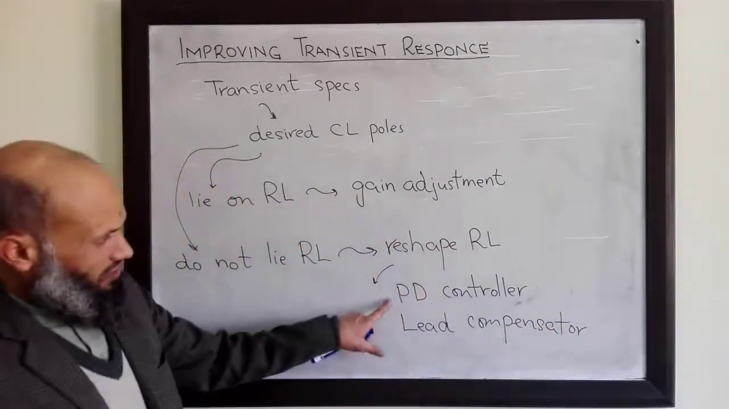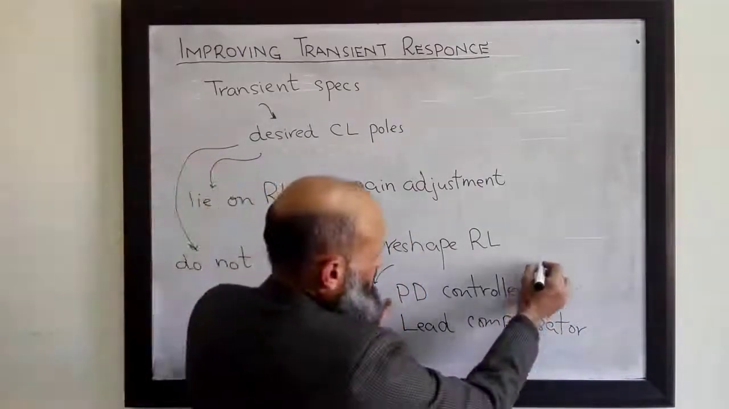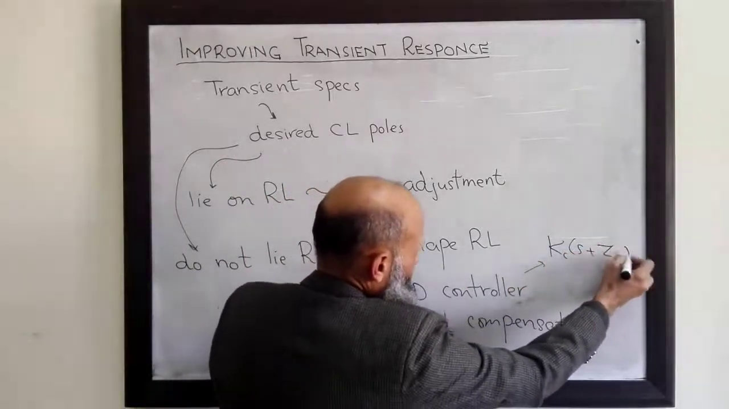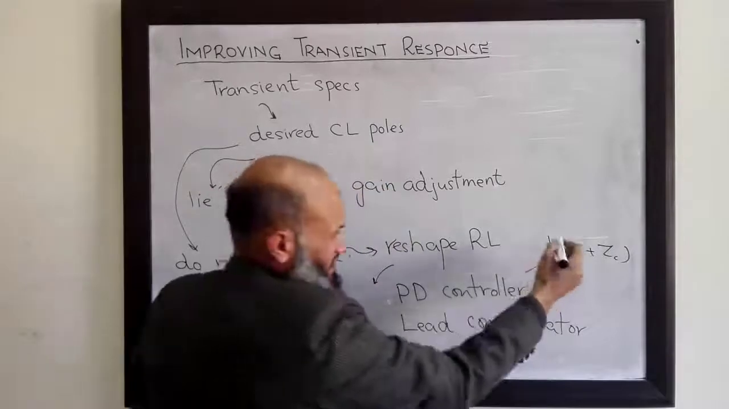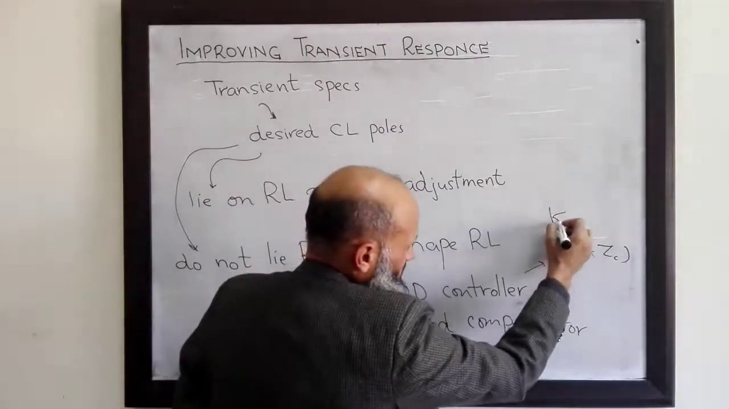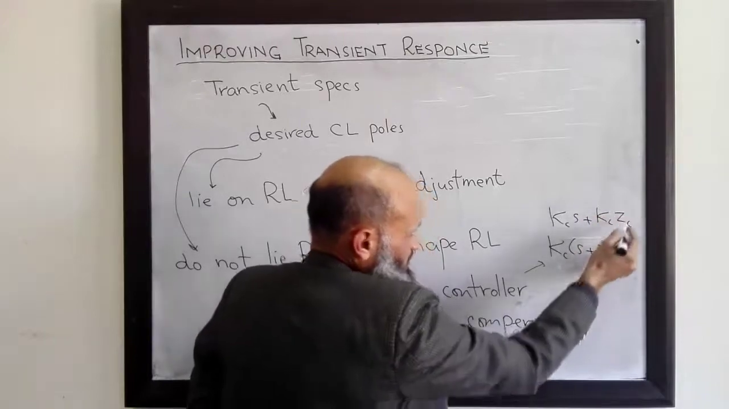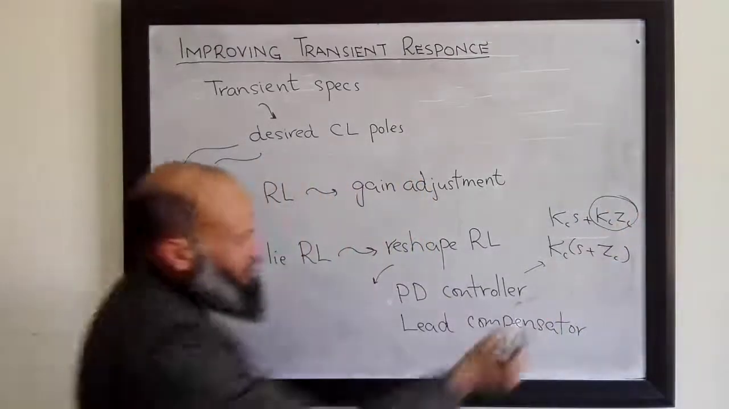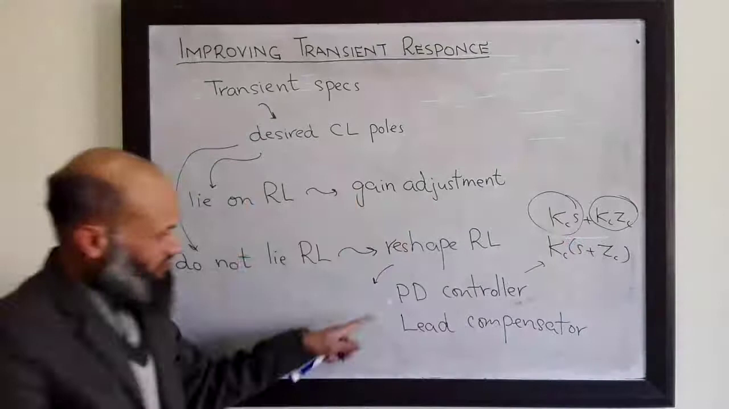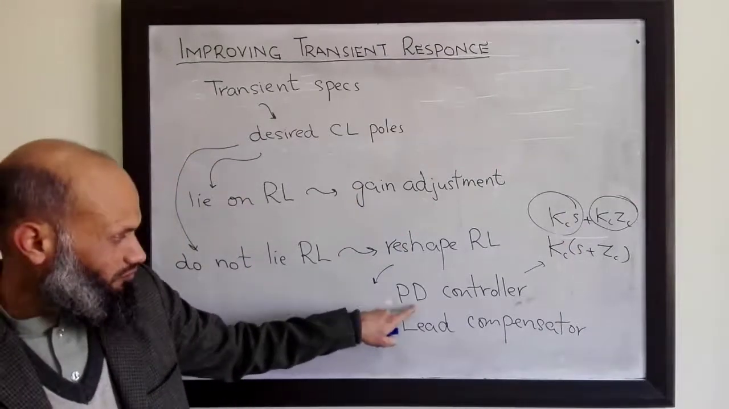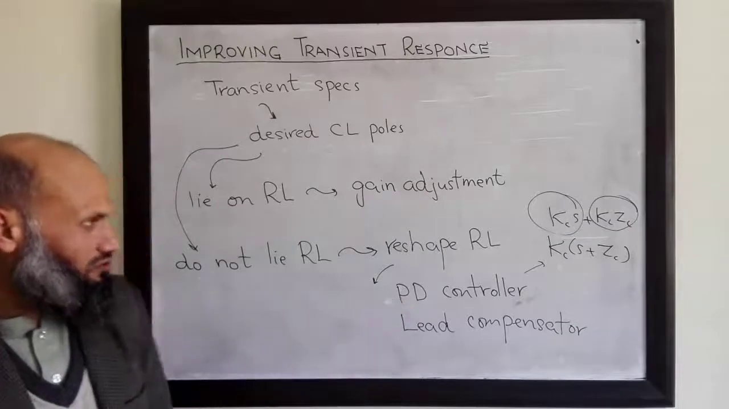The transfer function of PD controller is given by Kc (s plus Zc). So if we just expand it, we have Kc s plus Kc Zc. That is the proportional action plus derivative action. So that is the reason of its name, proportional plus derivative controller, PD controller.